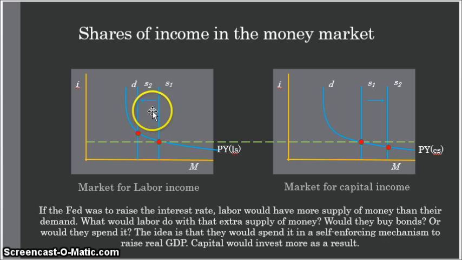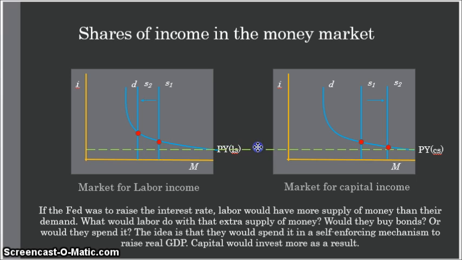So you have a relative decrease in the supply of money to labor, and that changes the equilibrium interest rate to a higher interest rate. But as capital share increased since the crisis, the supply of money to capital has increased, and so that lowered the equilibrium interest rate. Now, the capital market determines the bond market, which determines the interest rates. So the interest rate fell to that lower equilibrium interest rate in the capital market.